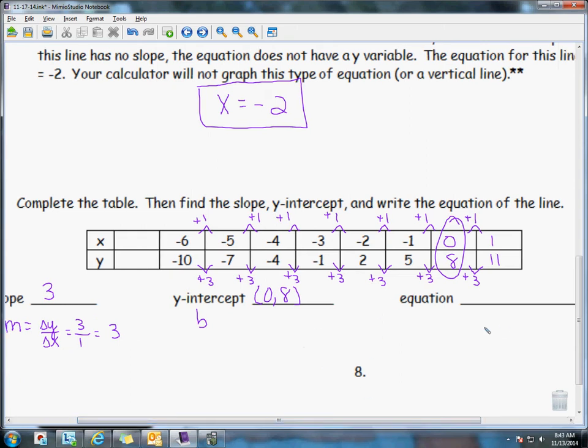And the last one is your equation. So remember y equals mx plus b. And we're just going to plug in our slope and our y-intercept. So we have y equals, we know m, that was our slope over here, which is 3, x plus b, b is my y-intercept, which is just 8.